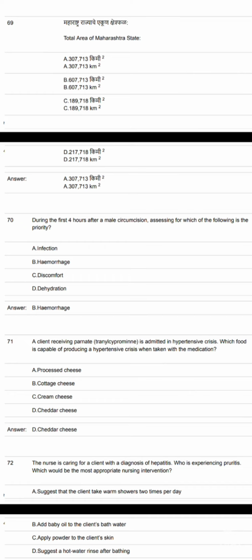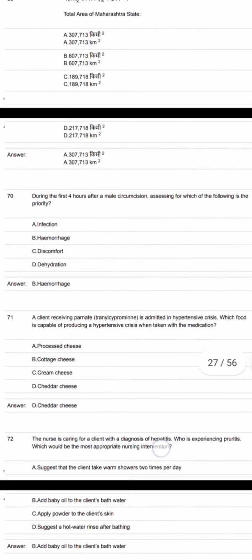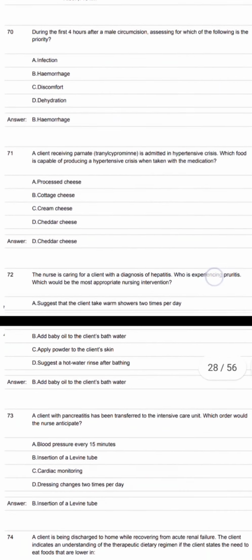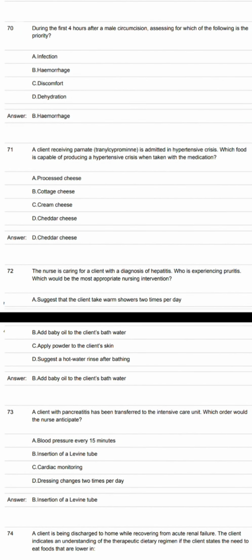72. The nurse is caring for a client with the diagnosis of hepatitis who is experiencing pruritus. Which would be the most appropriate nursing intervention? The answer is B. Add baby oil to the client's bathwater.